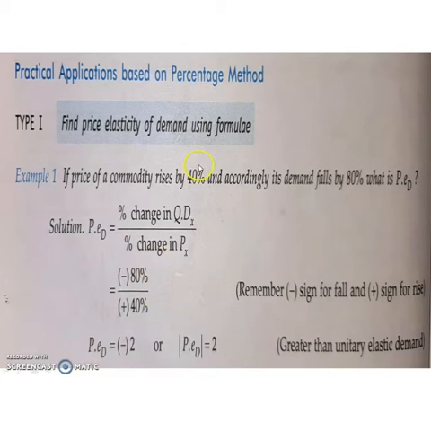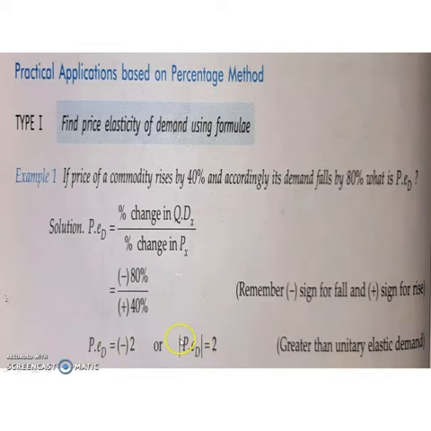Then the percentage change in price is 40%. Then we have to write positive 40%. Why? Because the price of a commodity is rising. So this plus sign is for showing the rise or increase in the price. Okay, so you have to put the plus sign here. So minus 80% divided by plus 40%, that is minus 2. Okay, price elasticity of demand is minus 2.